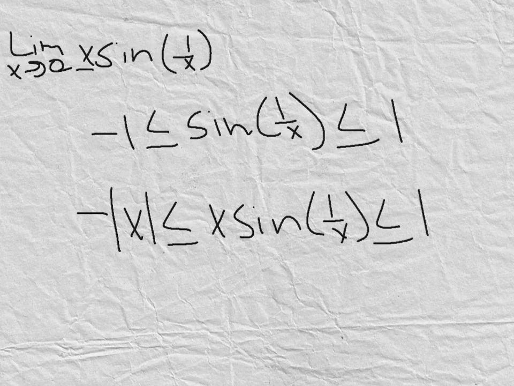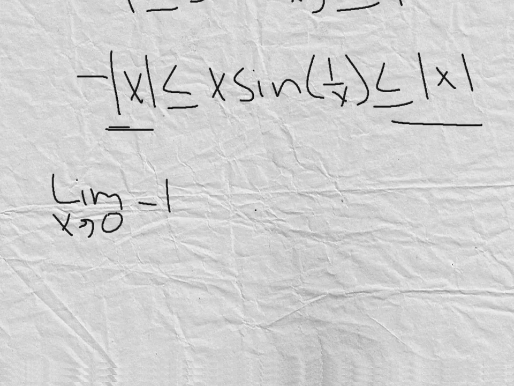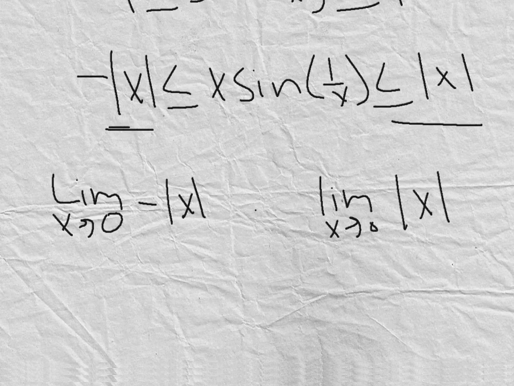So per the squeeze theorem, if the limit of both sides of this inequality equal the same, then the limit as x approaches 0 of x sine 1 over x will equal that limit. So now you take the limit as x approaches 0 of both sides of the inequality. So it's negative absolute value of x, and the limit as x approaches 0 of the absolute value of x.